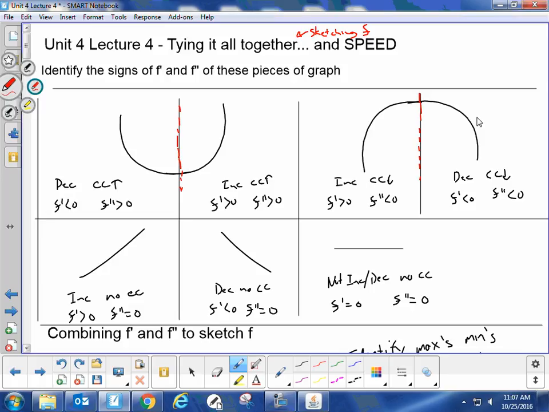Okay, so what we're going to do is sketch accurately my original function f, given either the function or its derivatives, by understanding it could look like this piece connected to this piece, connected to that piece, et cetera. Okay? So let's start.